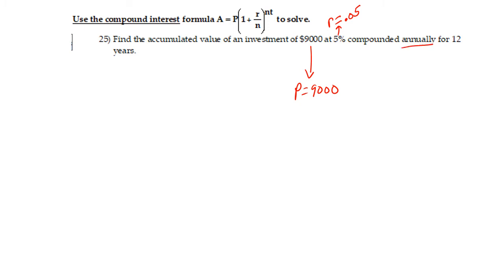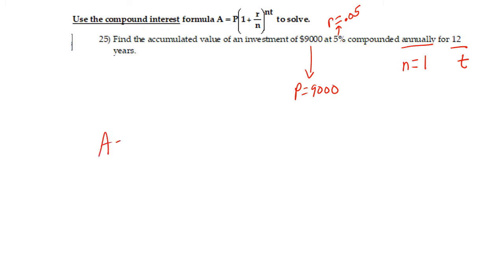The word annually will tell us what value to use for N. N stands for the number of compounding periods in a year. So had that been quarterly, we would have used 4. But we have annually, so we will use 1. And then the 12 is the years. Whatever the years would be, that is the T.